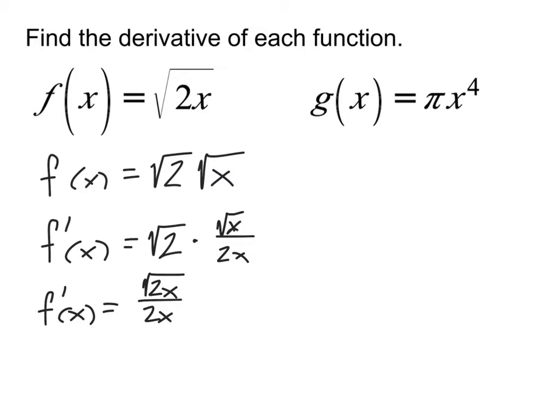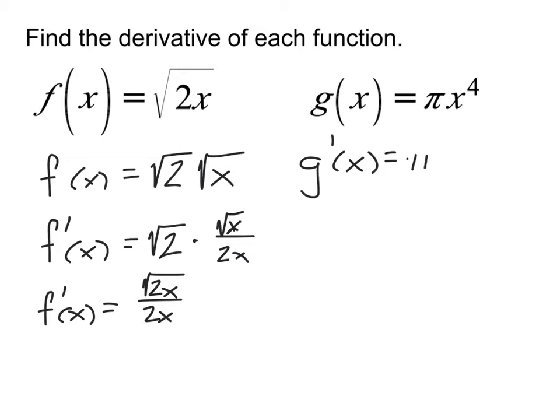Now on to g of x. When we want to find g prime of x, we can actually go straight to finding g prime of x. We don't have to manipulate this one as much. I'm throwing in the pi here because, again, I want you to see the symbol, but remember that it's a constant. Because pi represents just a number. It's a complicated number, but it's just a number.